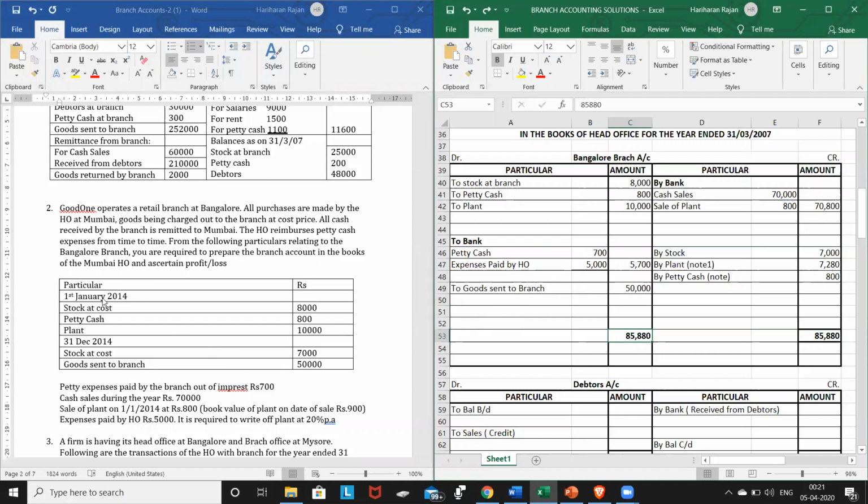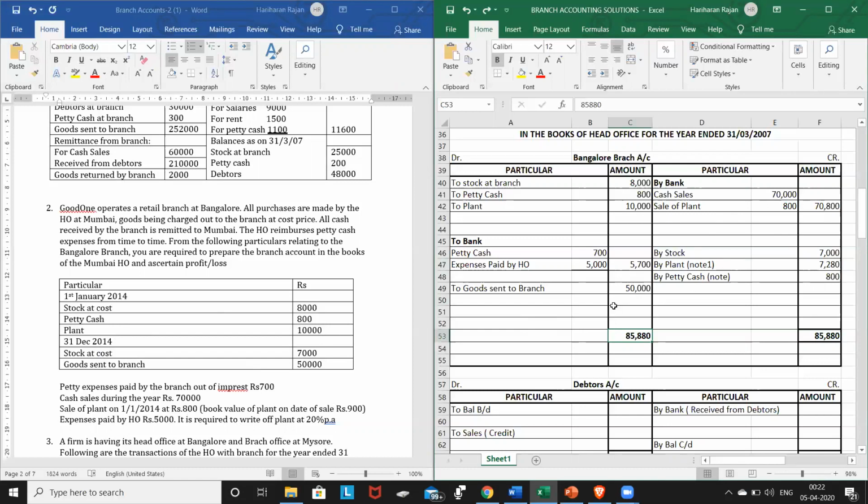Any transactions left out? No. So cash during the year was 70,000, which has to be recorded on the credit side because it is receiving the money. So cash in 70,000. We have sold the plant, because of which we will be receiving money. Again, sale of plant 800. So total 70,800. So let us look into the closing stock.